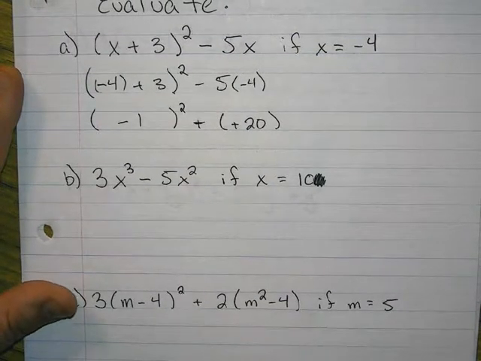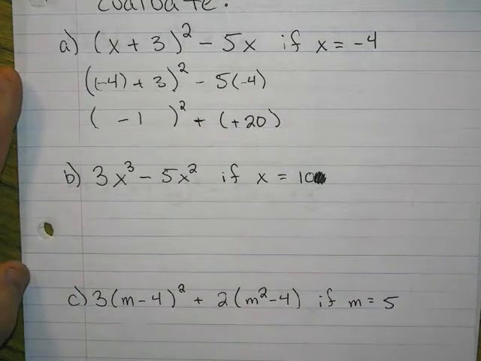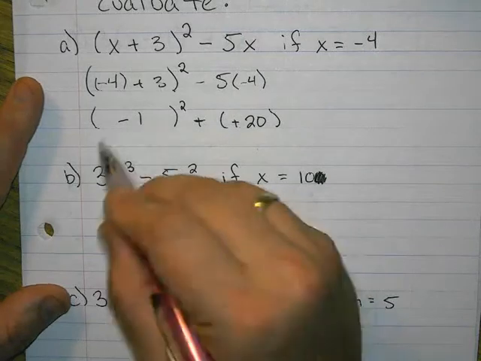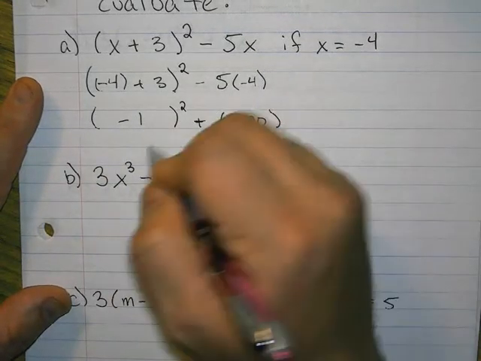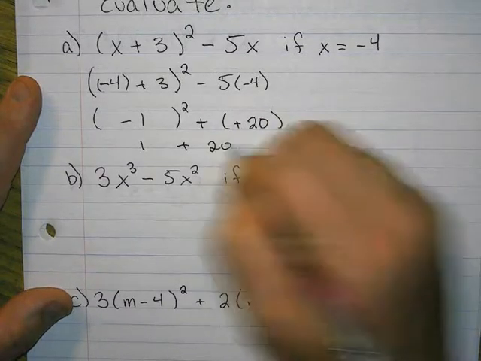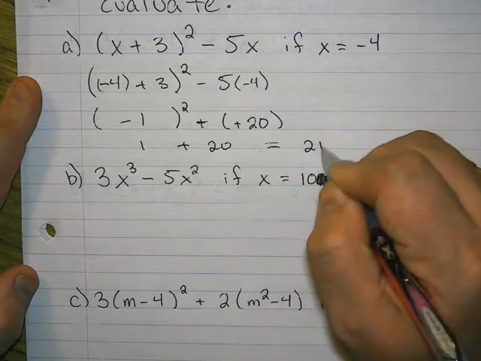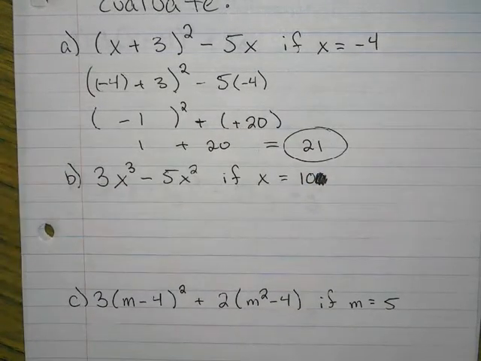If you owe me $100 and I subtract that $100 debt, you don't owe me anything anymore. Same as if I gave you $100. I took away your negative. Okay? Now we can square this. What's negative 1 squared? 1 plus 20 equals 21. And there's our final answer.